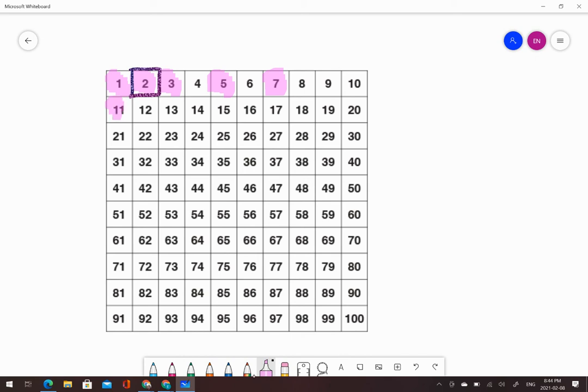11 is a prime number. 13. 15 is not prime because I can divide it by 1, 15, but I can also divide it by 3 or 5. 17 is a prime number, and 19 is a prime number. When we're thinking about prime factorization and prime numbers, these are going to be some of the most important ones. There are a lot of other prime numbers. For example, 37.